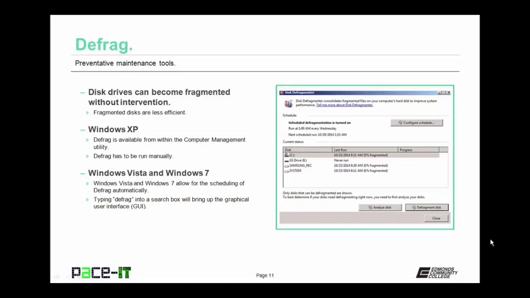In Windows XP, defrag is available from within Computer Management, and it has to be run manually. Starting with Windows Vista and on to Windows 7, defrag can be scheduled to run automatically. Typing defrag into a search box will bring up the GUI, the graphical user interface, so that you can schedule the defragmentation process on a regular basis.